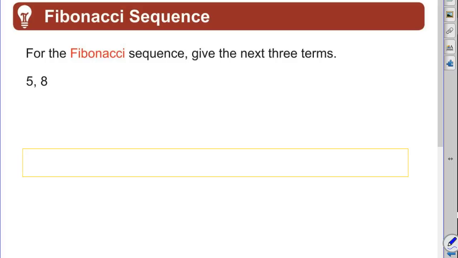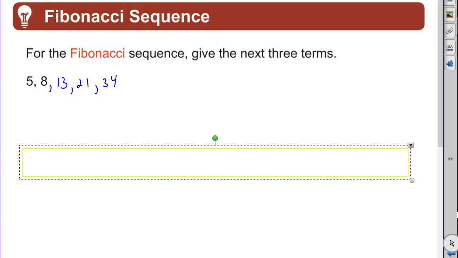All right, 5 and 8 would have to mean the next term is 5 plus 8, or 13. And therefore the next term after that has to be 8 plus 13, or 21. And the next term after that has to be 13 plus 21, or 34, right? So we just gave the next three terms of the Fibonacci sequence. How do you get it? You add the two previous terms.